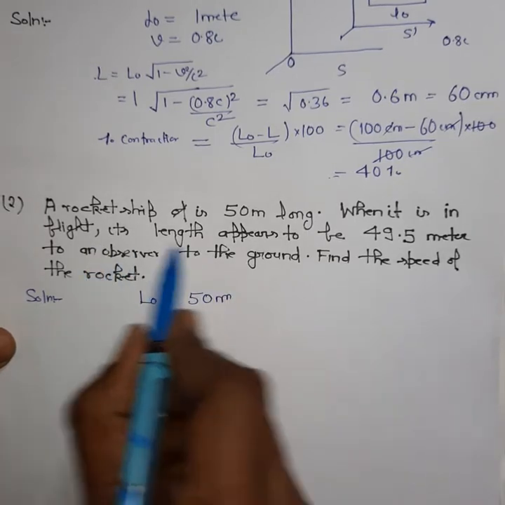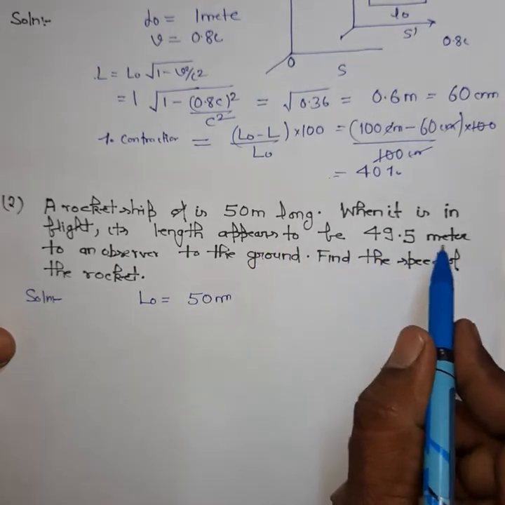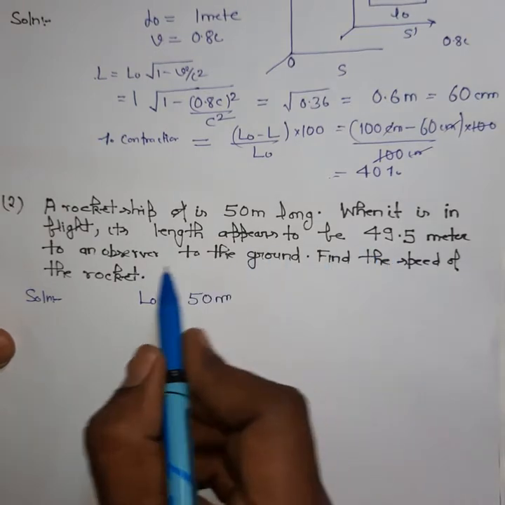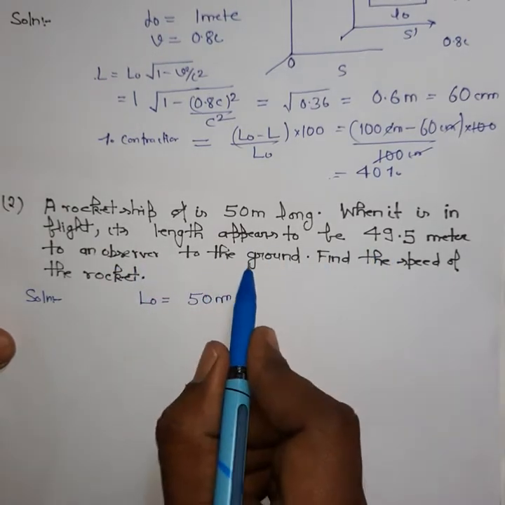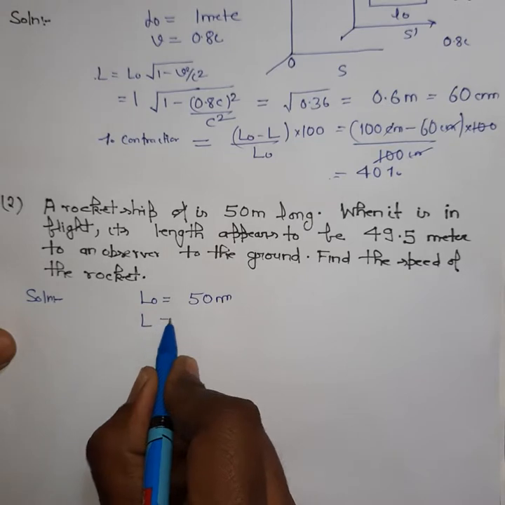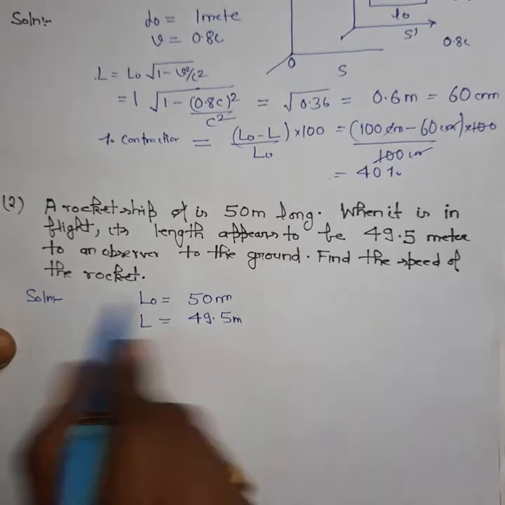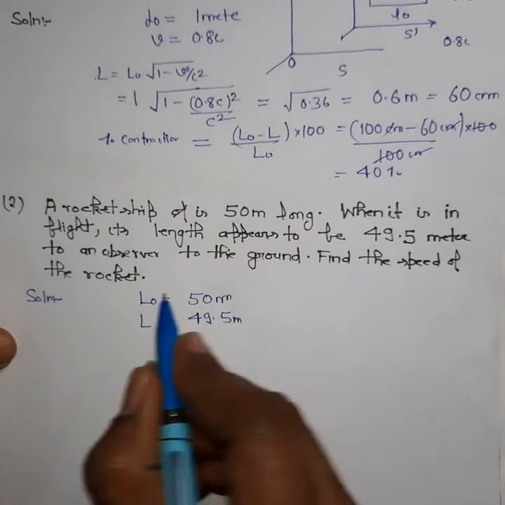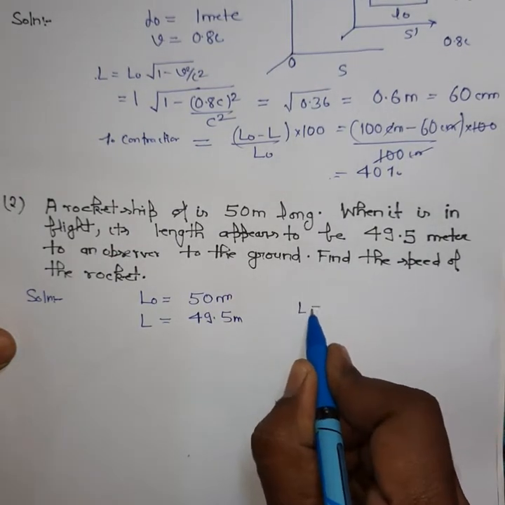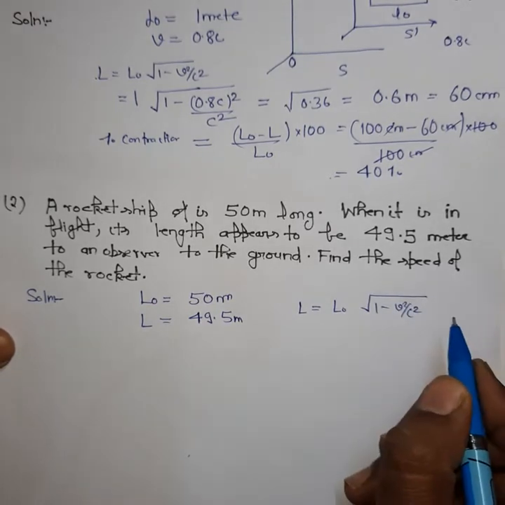When it is in flight, its length appears to be 49.5 meter to an observer. So the length is contracted, and it's for an observer which is on the ground. So L will be 49.5 meter. So you have to find the speed of the rocket. You can again use the expression L is equal to L naught times square root of 1 minus v square by c square.